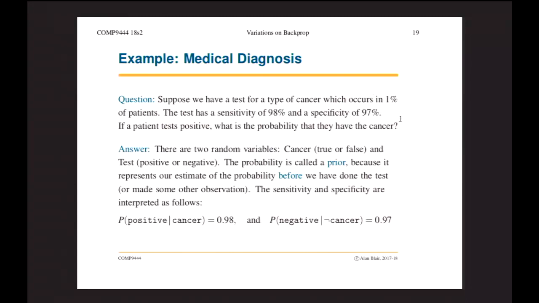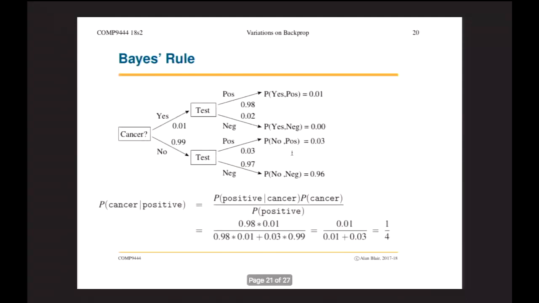So I've split this up. Sometimes people just talk about the accuracy of the test, but it is often useful to split it up as false positives and false negatives. What these words sensitivity and specificity mean is that if the person has cancer, then the probability of a positive test is 0.98. But if the person doesn't have cancer, then the probability of a negative test is 0.97. Right? So then the question is, if someone does test positive, what's the likelihood that they have cancer?